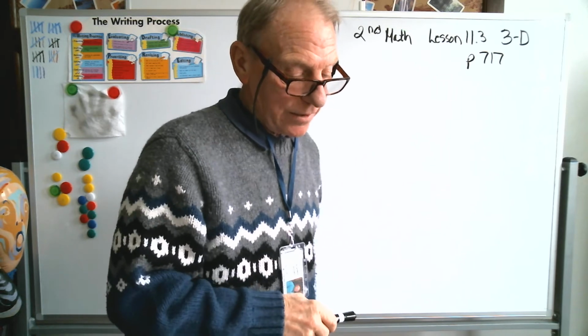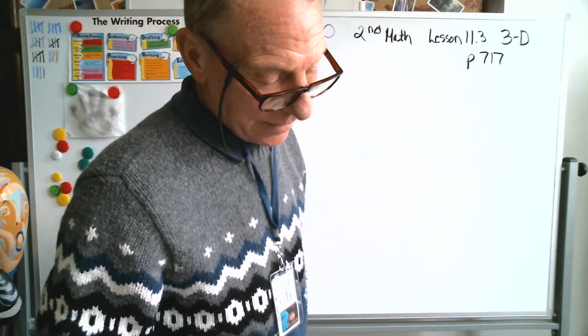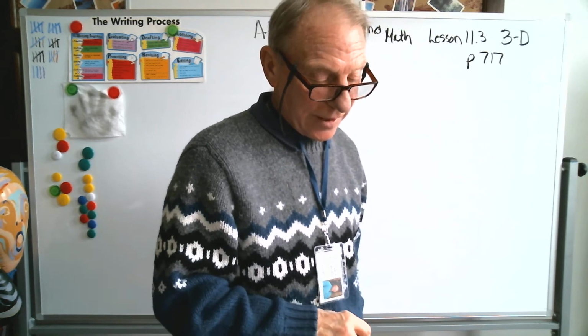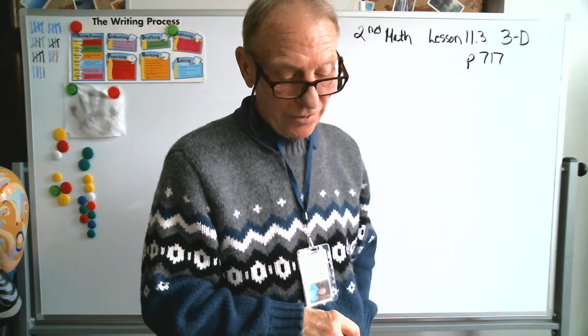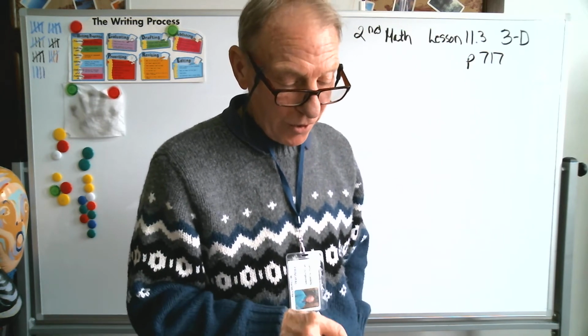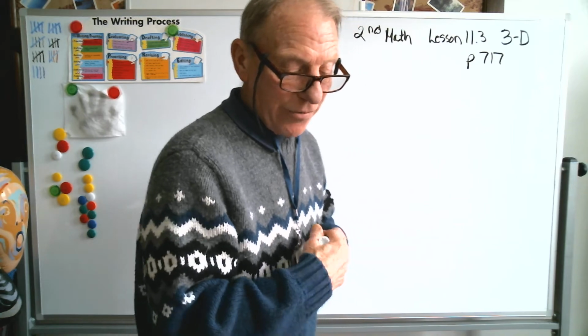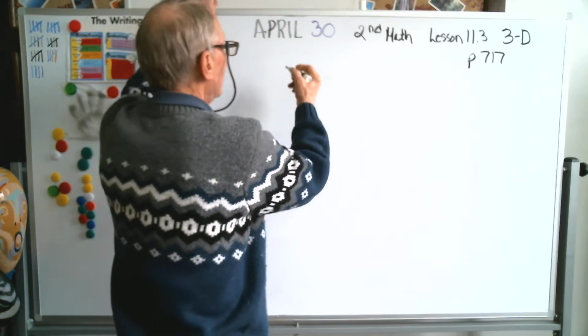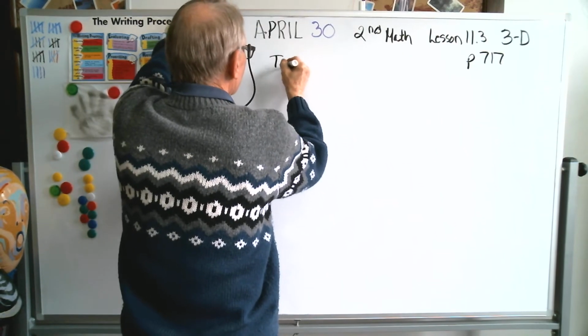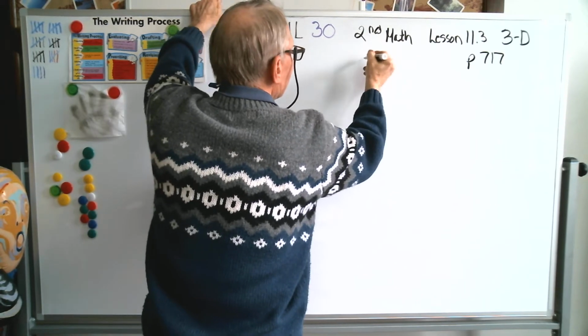So let's look what it's asking us to do on 718 now. The first one is saying, build a rectangular prism with the given number of unit cubes. So it gives you a top and a front view. So let's do that here. Let's do top and front.